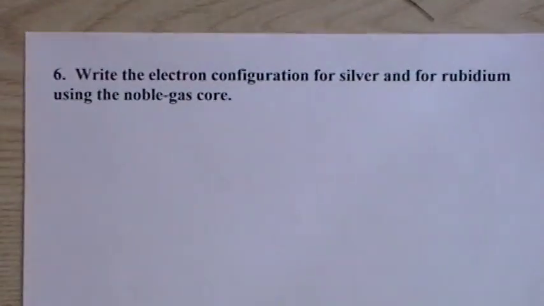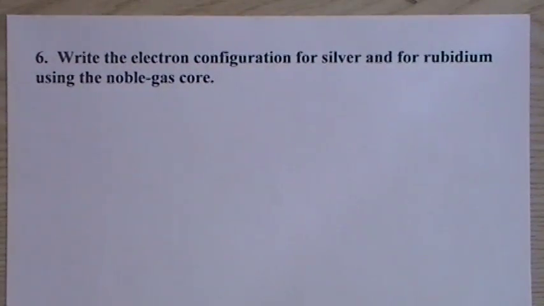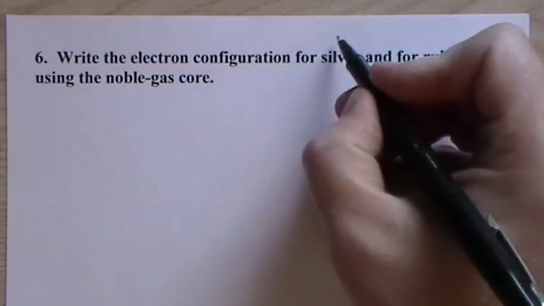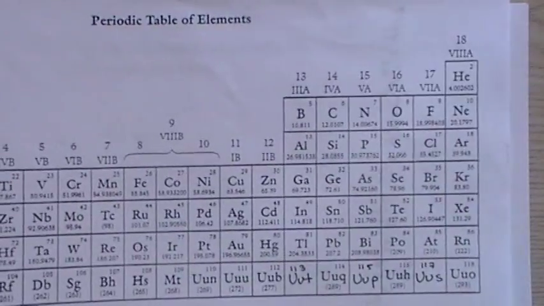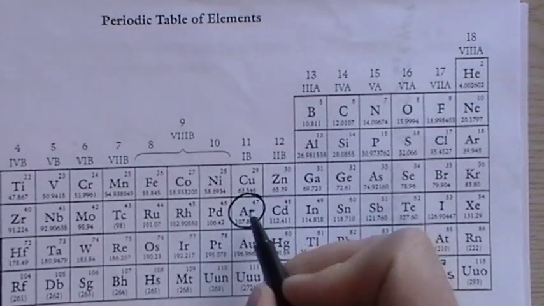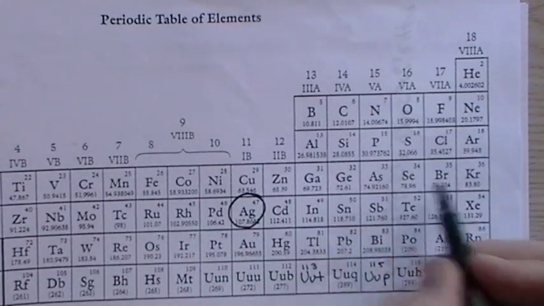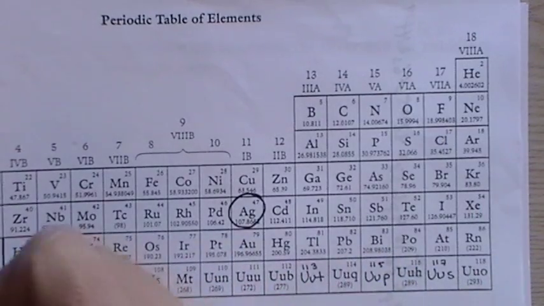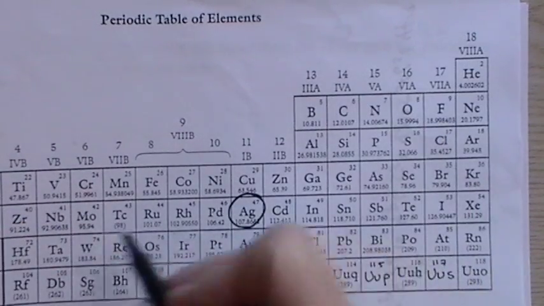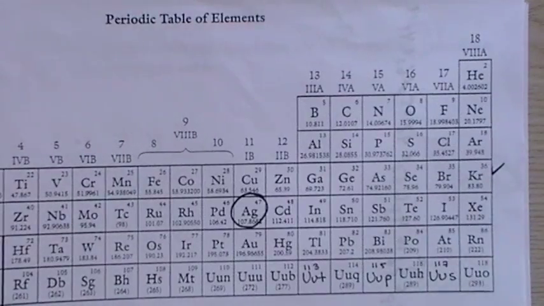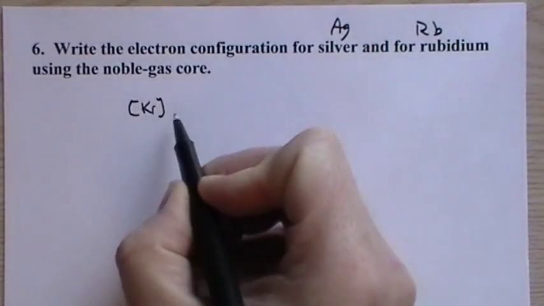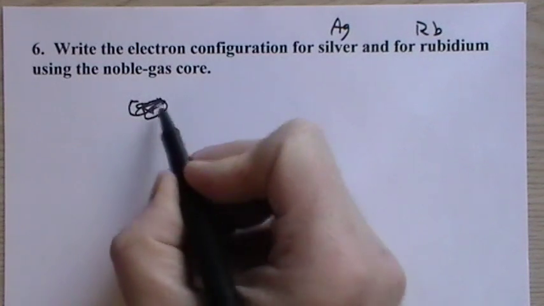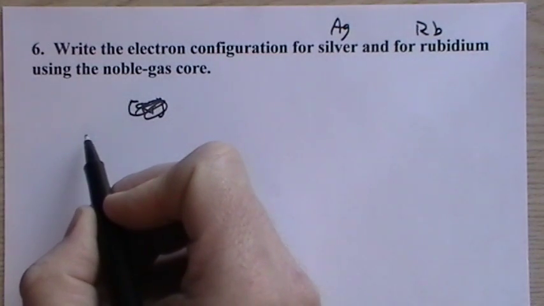All right, let's take a look here. Write the electron configuration for silver and for rubidium using the noble gas core. So we're going to see that silver is here. The noble gas core is the noble gas that we come to first as we go back down the line, and that's krypton here. And let me write out the full thing for silver.